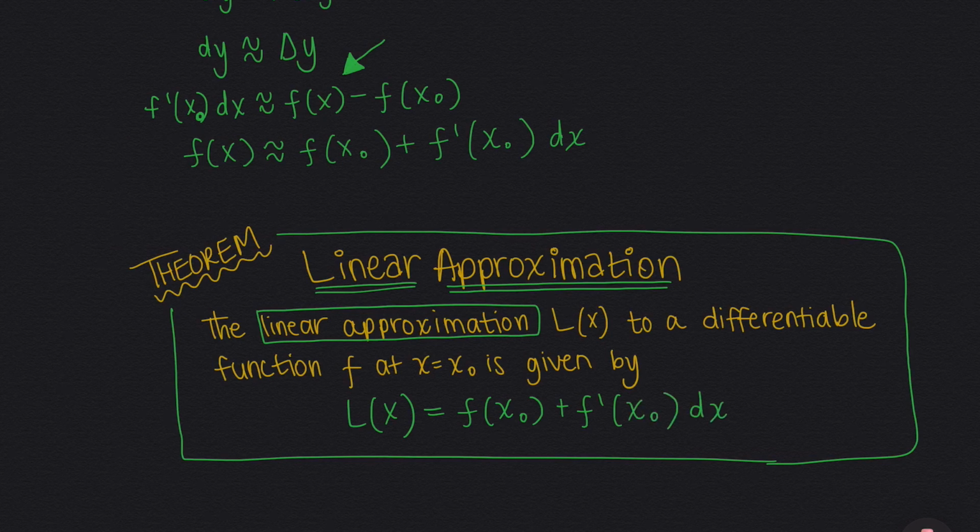But wait a second, we can write this even better. Remember, dx is the same as your change in x, and we can find the change in x by subtracting the x values, so that'd be x minus x naught. And our final equation looks like this.